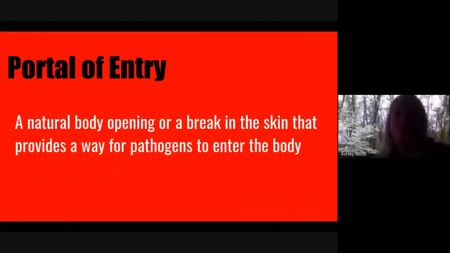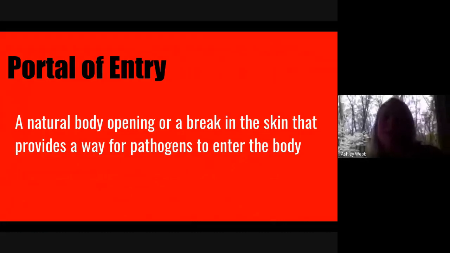It's a body opening or a break in the skin that provides a way for pathogens to enter the body. Okay, today when I was working, I was using my little hand sanitizer in between patients, and I was sanitizing and disinfecting some wheelchairs. And I went and used the hand sanitizer on my hand and rubbed it around like we practiced with our hand hygiene a few months ago.